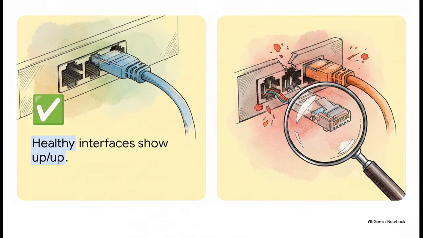Let's zoom in on that interface level for a second. We really need to contrast a healthy interface, one showing up, up, against a broken one showing down, down. If you do spot a down, down state, you're going to run show interfaces to look under the hood. And if you see high CRC errors, that is a massive clue. High CRC errors immediately point us to a physical layer issue, like a bad cable, maybe a faulty SFP module, or a duplex mismatch. It literally tells you exactly where to send your remote hands.